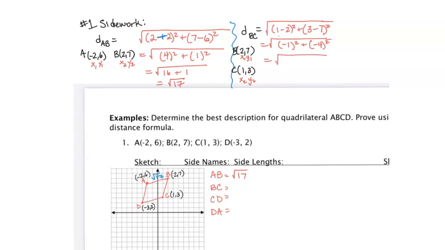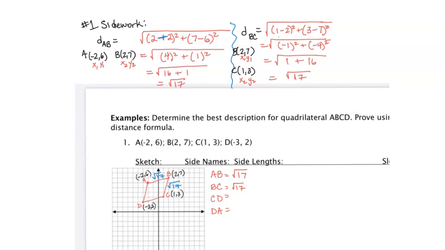A negative 1 squared is negative 1 times negative 1, so that's 1, plus negative 4 squared is negative 4 times negative 4, which is 16. So we get 1 plus 16, which is the square root of 17. Our side BC is also the square root of 17. So here we have the square root of 17 also. Okay, let's continue.